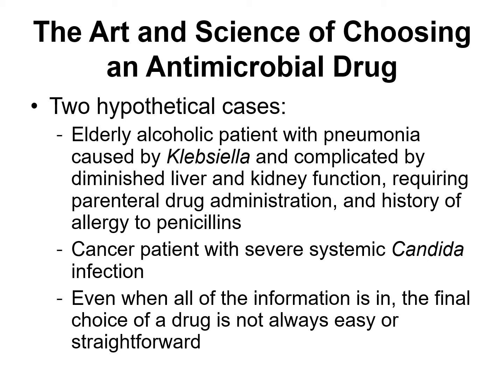So, two hypothetical cases. You have an elderly alcoholic patient with pneumonia caused by Klebsiella, which is a bacteria, and complicated by diminished liver and kidney function, requiring parenteral drug administration and a history of allergies to penicillin. And then you have a cancer patient with severe systemic candida infection. Even when all of the information is in, the final choice of a drug is not always easy or straightforward.